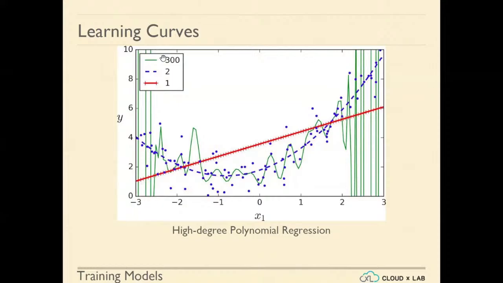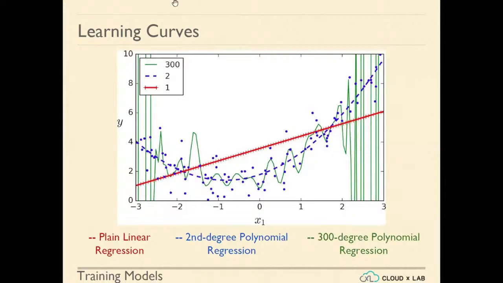So as you can see here, this 300 degree polynomial clearly is overfitting, right? Because here this 300 degree polynomial is trying to fit every data point, right? Okay, so here the correct option is to use the degree 2 polynomial, right? So plain model, degree 2 polynomial and degree 300 polynomial, right?